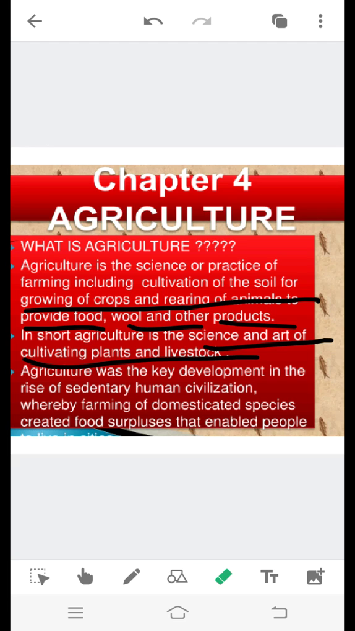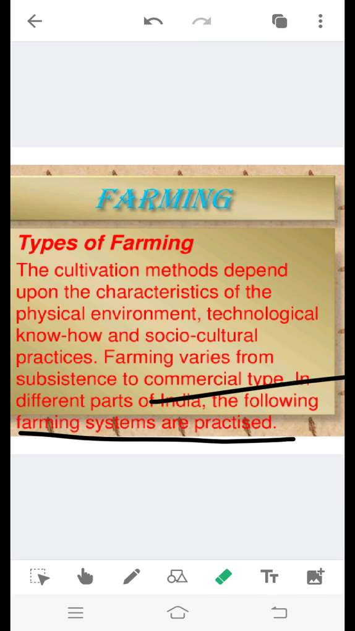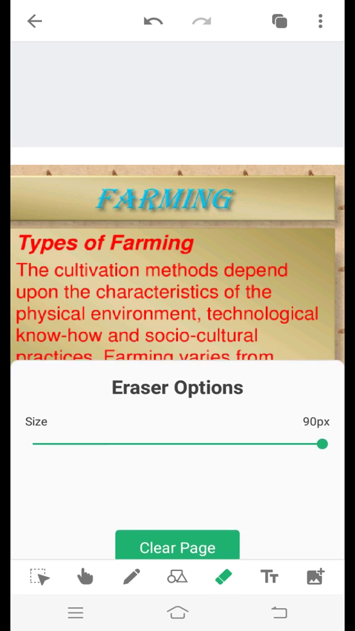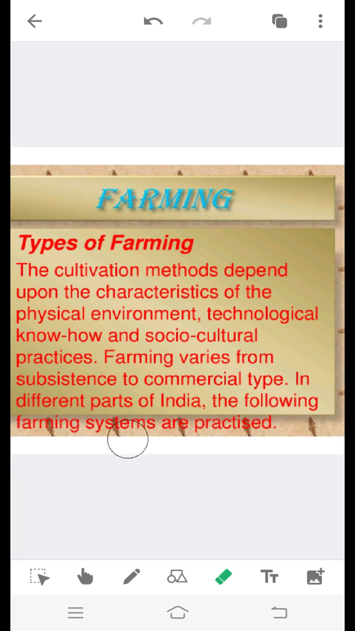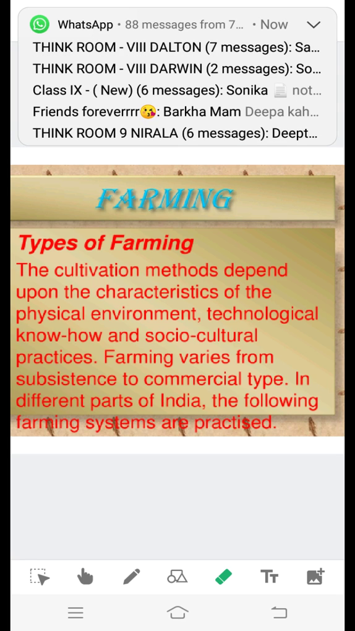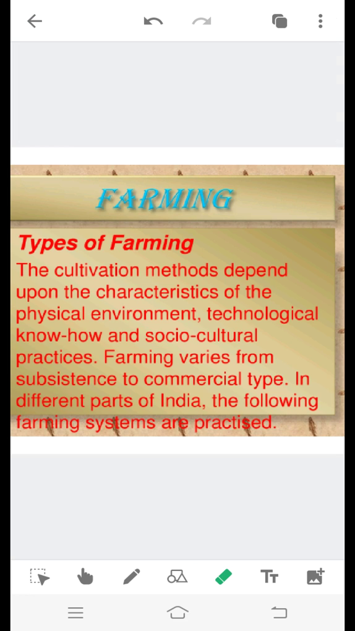Moving forward, I'll tell you what is the basic motto of agriculture. Actually, agriculture includes 3 F's. What are these 3 F's? These 3 F's mean food that we consume, feed for the animals and fiber for our clothing. So, the basic motto of agriculture is food, feed and fiber, that is food for us, feed for animals and fiber for our clothing. Moving ahead, let's come to the next topic, that is types of farming.